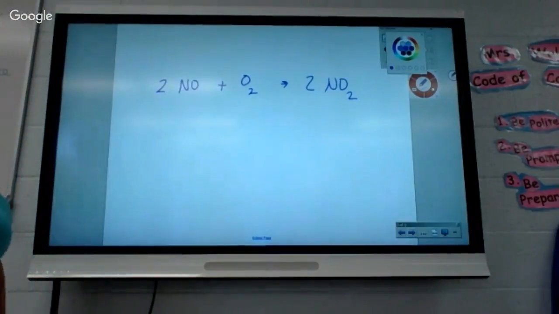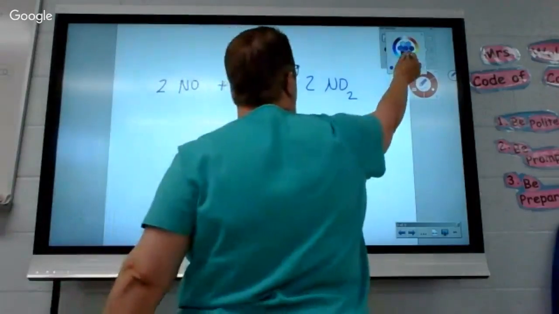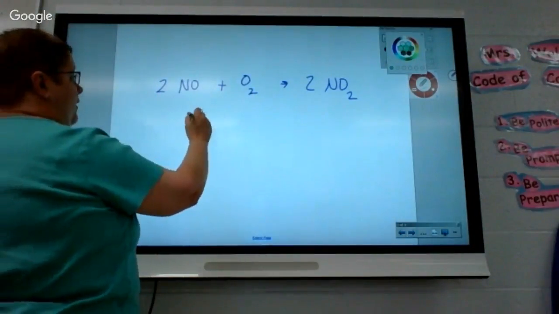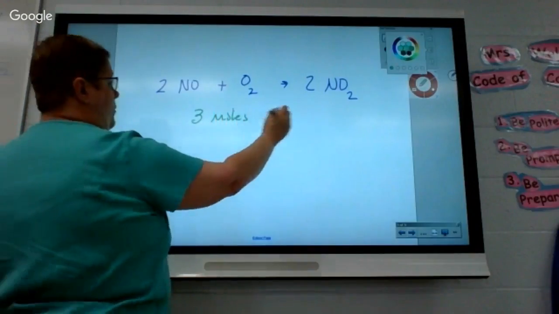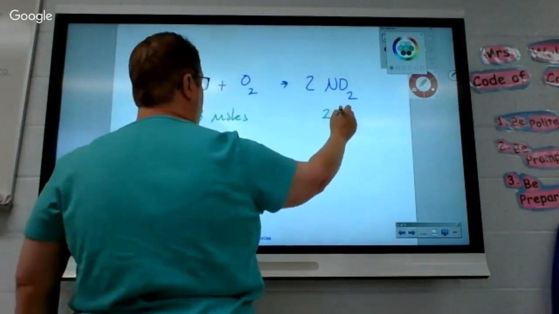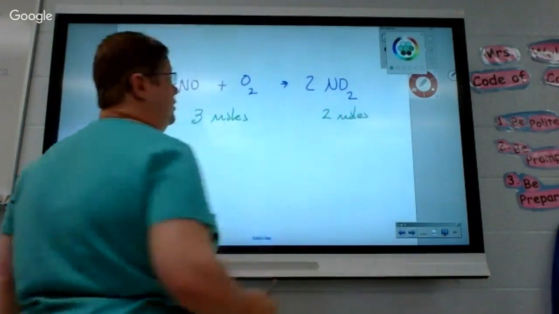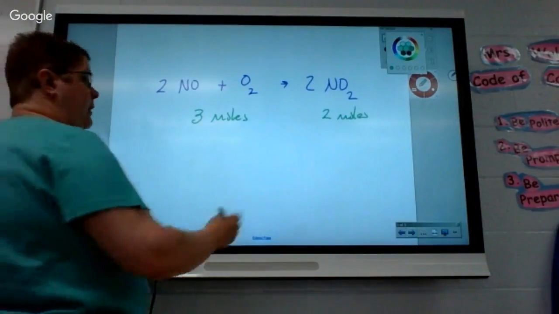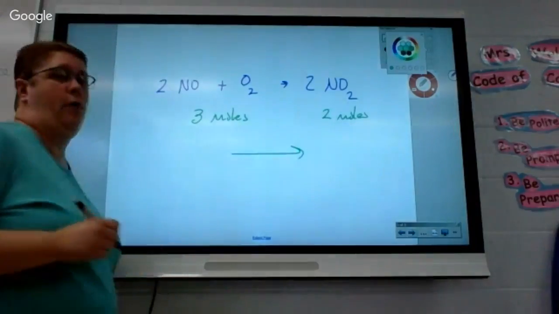So if I increase pressure, what do I look at? At the moles. How many moles are on this side? I have 3 moles. How many moles are on this side? All right, so if I increase pressure, what's the rule? Fewer moles. So I'm doing what? Going to the right, or you could say forward.